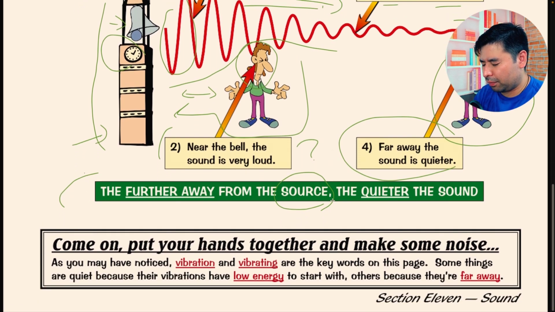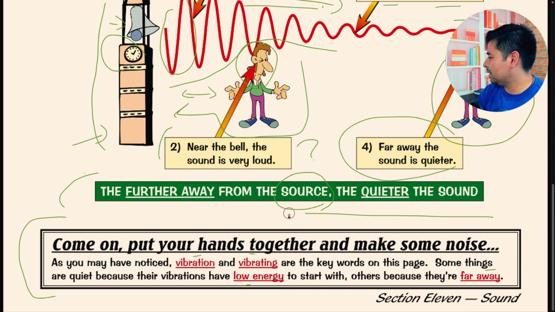We have here a little information down below. So just listen to me. Come on, put your hands together and make some noise. As you may have noticed, vibration and vibrating are the key words on this page. Some things are quiet because their vibrations have low energy to start with. Others because they are far away. So we have two situations here. We have this sentence, and he's explaining, and we have the words vibration, vibrating, low energy, and far away.